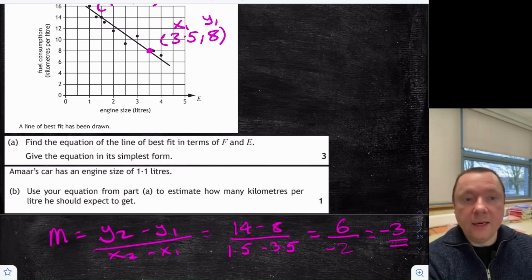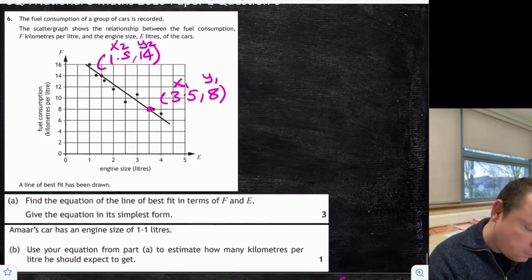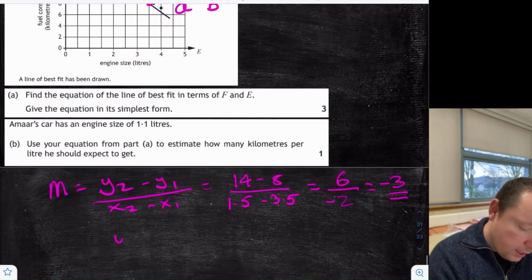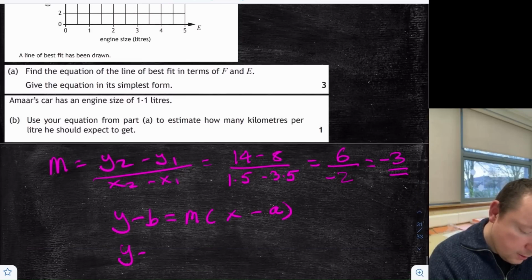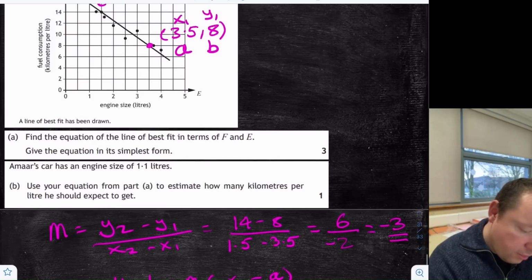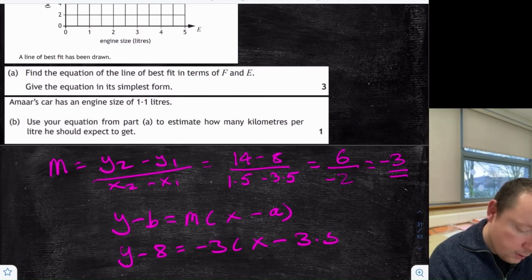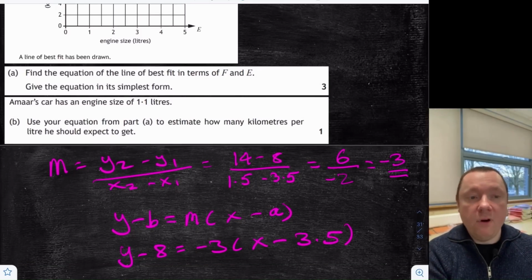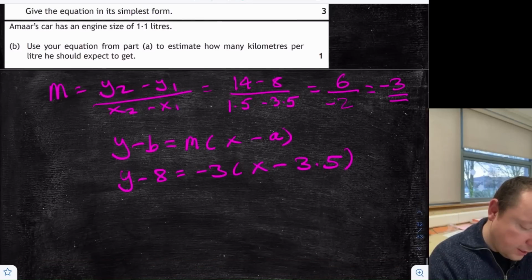Then we're going to use y minus b equals m(x minus a). So I'll just call one of the points a and b. Let's do this one, but you can use the other one. So y minus b is m(x minus a). So we've got y minus 8 equals minus 3(x minus 3.5). Get a mark for getting that far, and then fixing it all up.